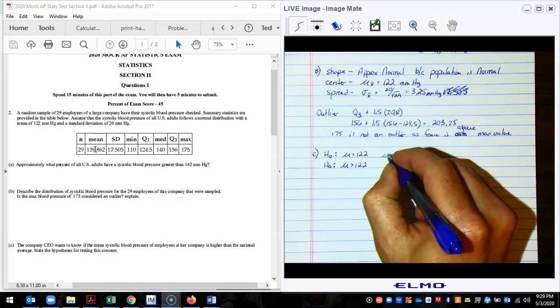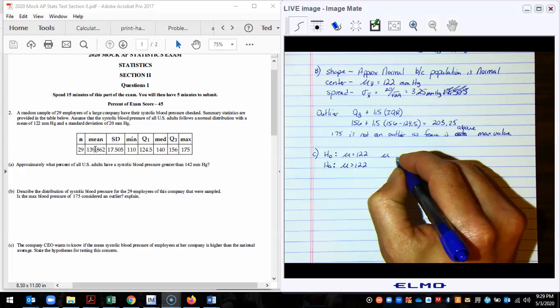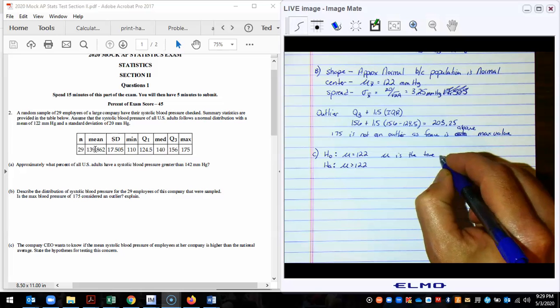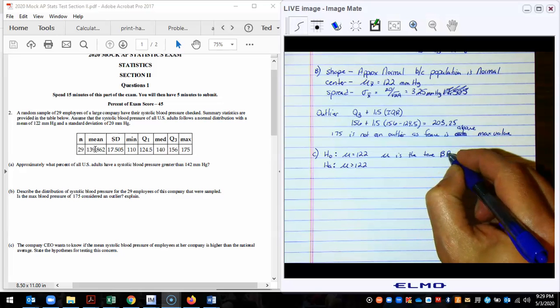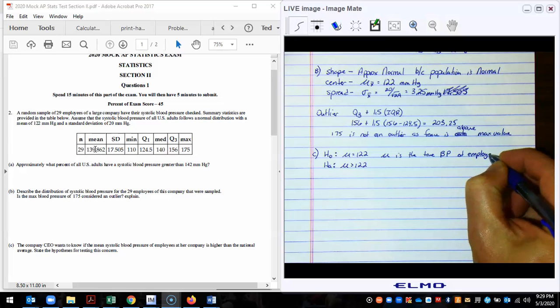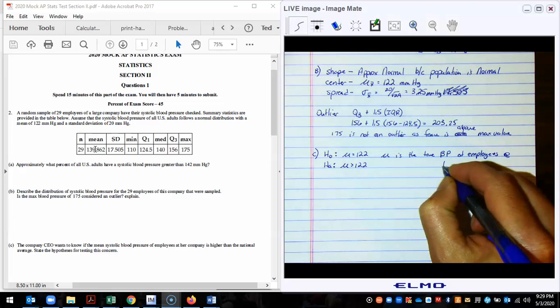And we introduced the variable there, so we have to define that variable. Mean is the true blood pressure of employees at the company.